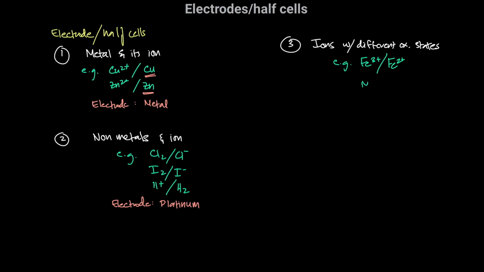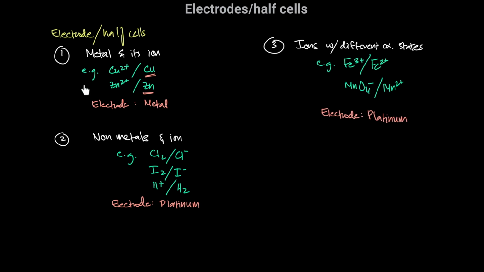You can have the equilibrium between manganate 7 ions and Mn2 plus ions. Again, in this case, we don't have the metal involved in the equilibrium, so the electrode has to be conductive but inert. So the electrode will be made of what? Platinum. So these are the three different types of half cells that we study.